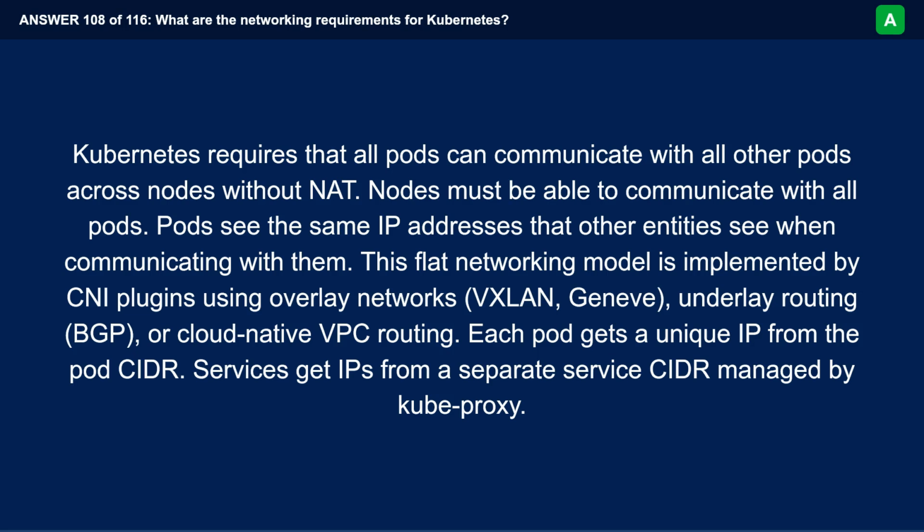This flat networking model is implemented by CNI plugins using overlay networks, VXLAN, Geneve, underlay routing, BGP, or cloud-native VPC routing. Each pod gets a unique IP from the pod CIDR. Services get IPs from a separate service CIDR managed by kube-proxy.